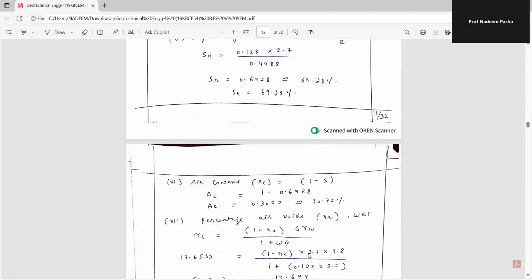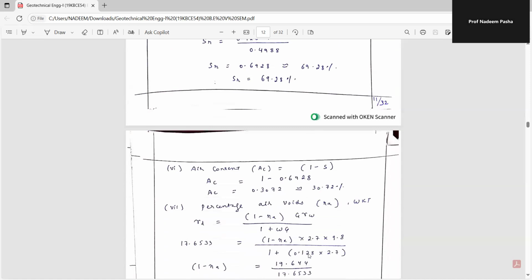Next, air content. What is the formula for air content? Air content is nothing but 1 minus S, where S is degree of saturation. 1 minus S is 1 minus 0.6928. So it comes out to be 0.3072 or 30.72%.